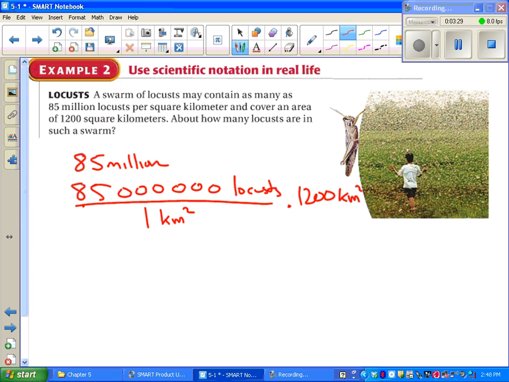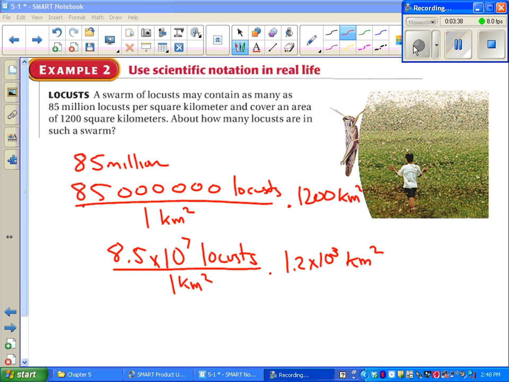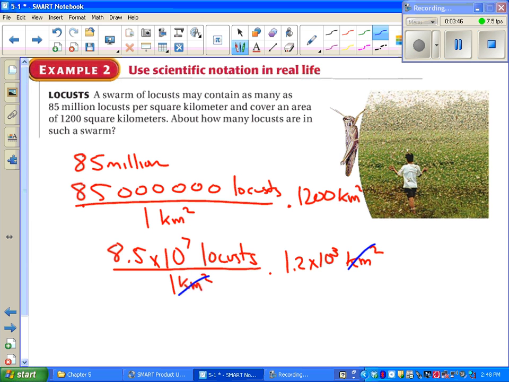Now, the heading of this example is use scientific notation in real life. I'd like you to try to rewrite these numbers using scientific notation. See if you get the same thing I do. The reason for writing this in scientific notation is because we can work through the problem a little nicer at this point. Right away, I'll go ahead and cancel out my kilometer squared. I can multiply 8.5 times 1.2, and I get 10.2. Next, I can say 10 to the 7th and 10 to the 3rd. We use our properties of exponents to add the exponents. So we say times 10 to the 10th locusts.